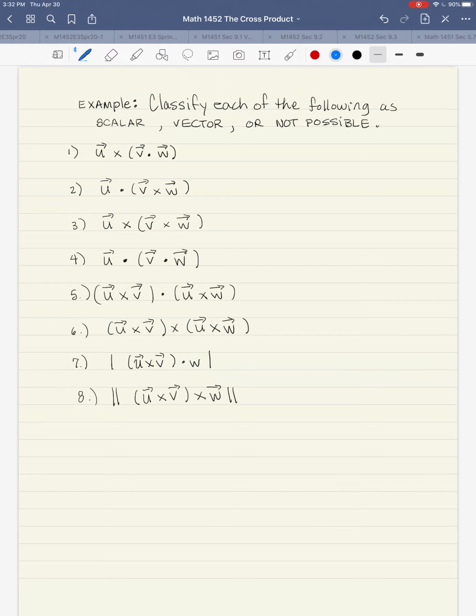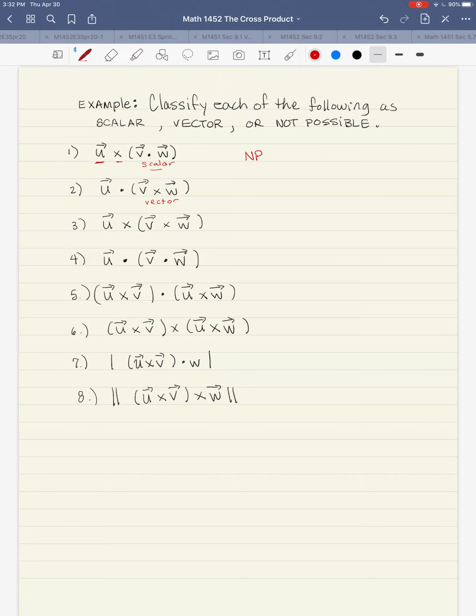I always like to play this fun game of scalar, vector, or not possible. And so let's try that here. Remember that the cross product gives you a vector and a dot product gives you a scalar. So let's see what happens here, starting with what's in the parentheses. Here, V dot W is a scalar. And so here I'm asked to take a vector and cross it with a scalar. Well, can't do that because a cross product is between two vectors. So this one is not possible.